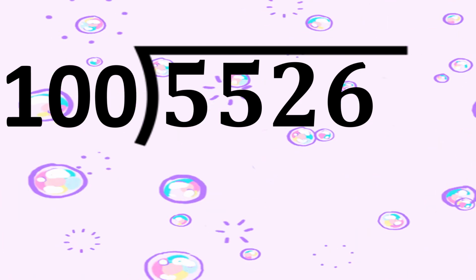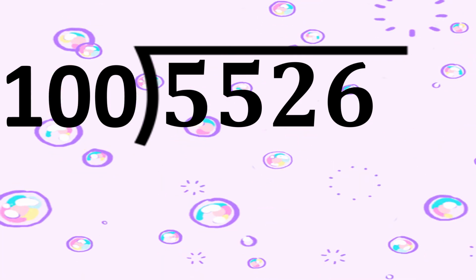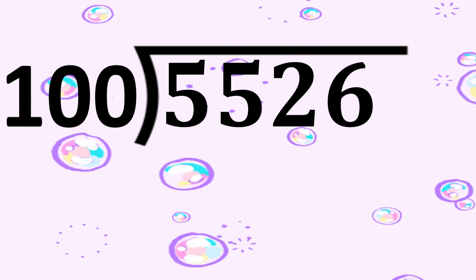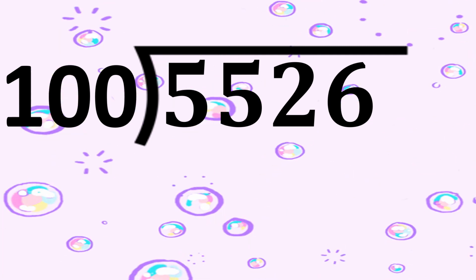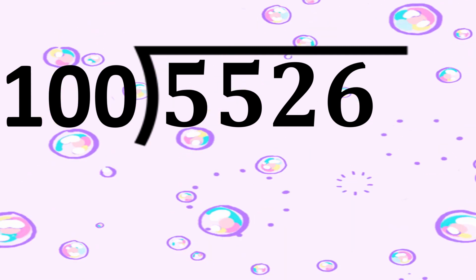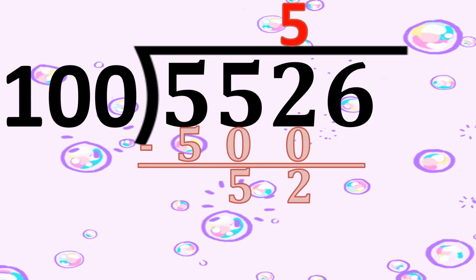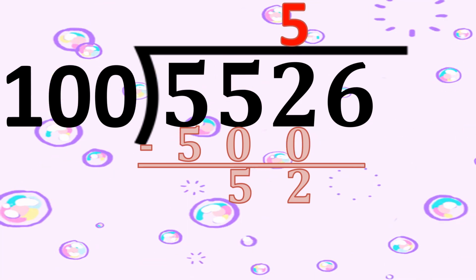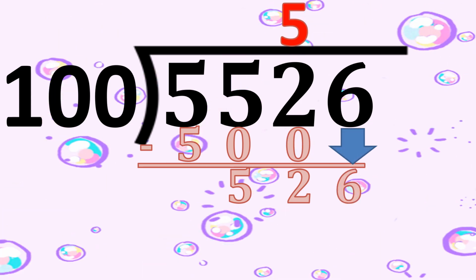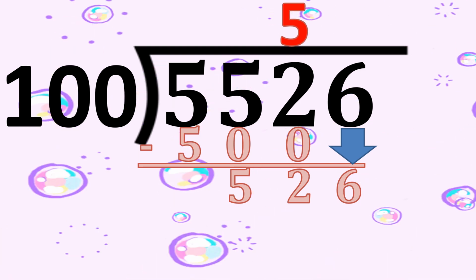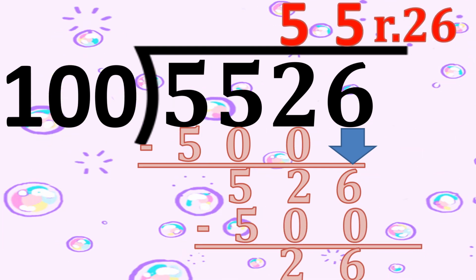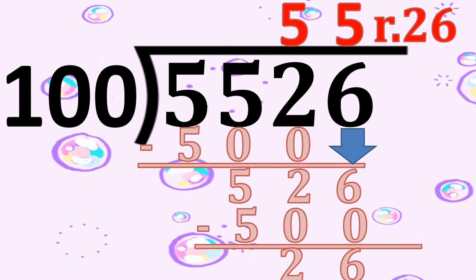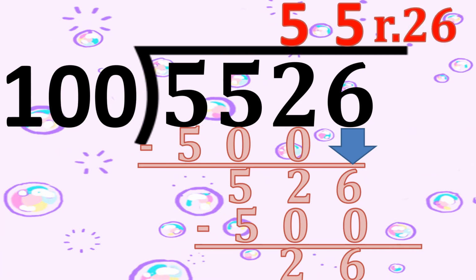Another example, we have 5,526 divided by 100. So take note that the last 2 digits are our remainder. So 552 divided by 100 is 5. So 552 minus 500 is 52. Bring down 6. So 526 divided by 100 is also 5. And 526 minus 500 is 26. So now we have the remainder 26.